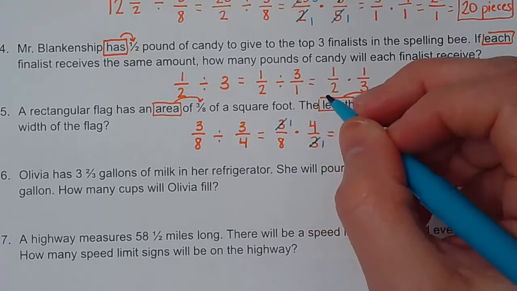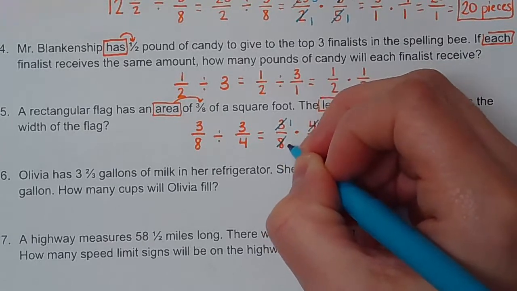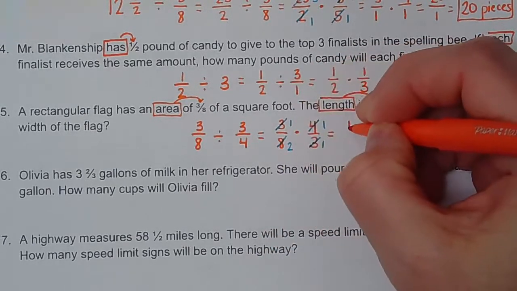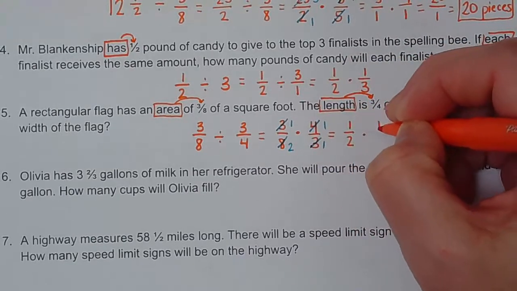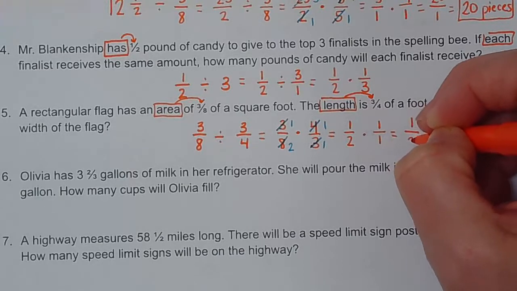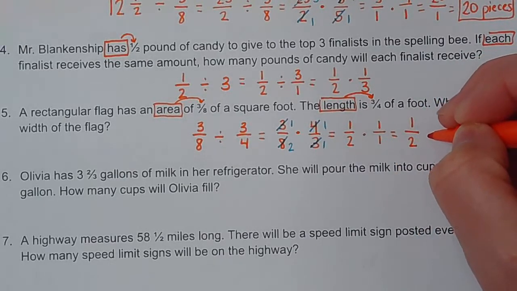What goes into 8 and 4? That's going to be 4. 4 divided by 4 is 1. 8 divided by 4 is 2. So now my fractions are 1 over 2 times 1 over 1. 1 times 1 is 1. 2 times 1 is 2. So that's going to be 1/2 is your width.